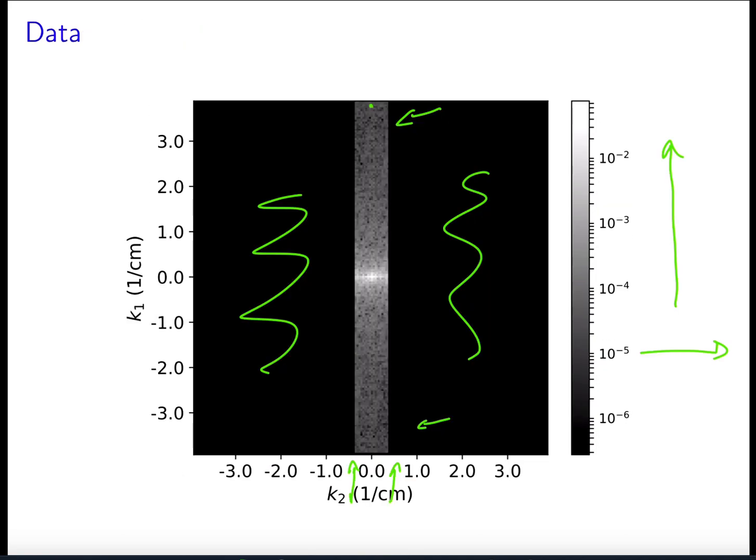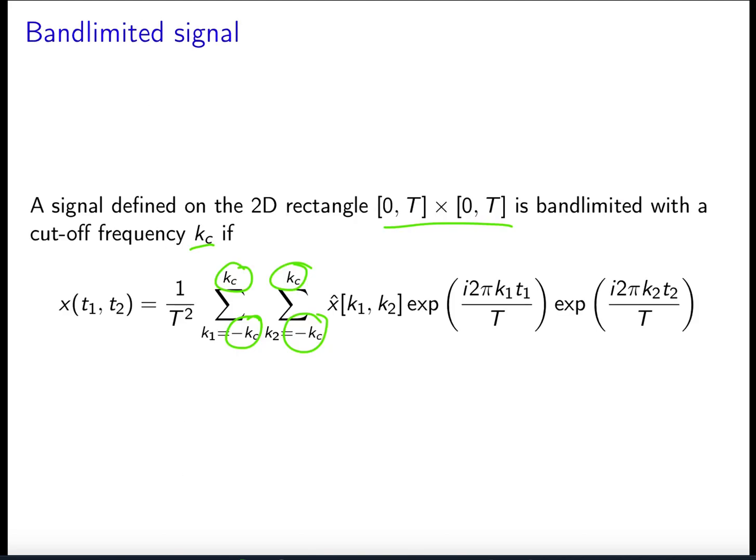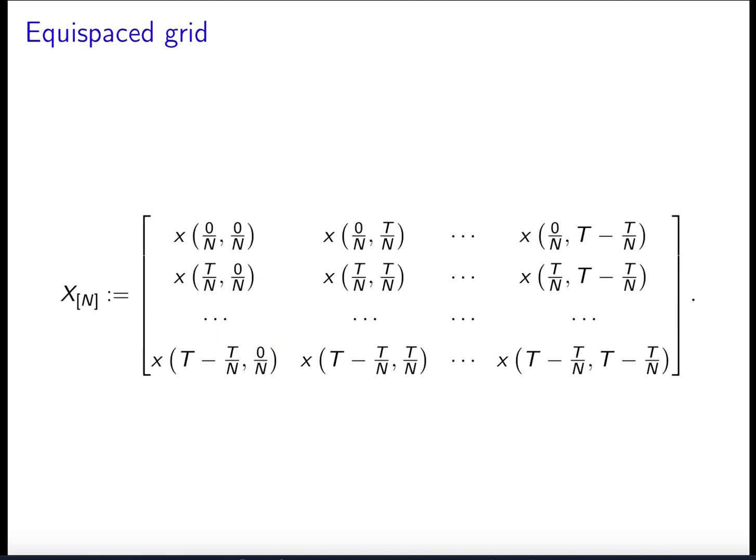Essentially now the signal depends only on a finite number of parameters, and we can actually recover them from equispaced samples, essentially like we did in one dimension. So here this is a matrix of samples. Just to be clear, we have this square and we're sampling on an equispaced grid, where we're taking n squared measurements.